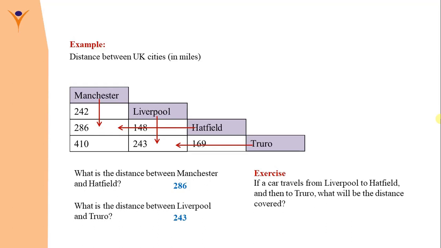So first of all, from Liverpool to Hatfield, the distance between them is 148 miles. Now, from Hatfield to Truro, the distance between them is 169 miles. So that car would first cover 148 miles to Hatfield and then cover another 169 miles to Truro. So the answer to this question will be 148 plus 169, and the answer will be 317 miles. So did you get that correctly? Congratulations if you did.